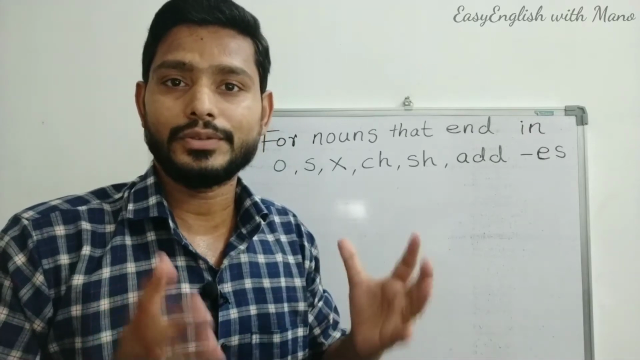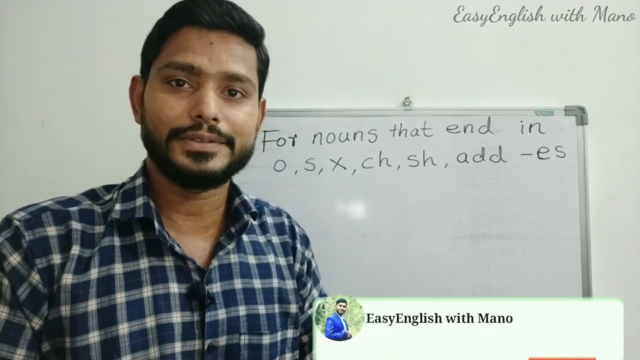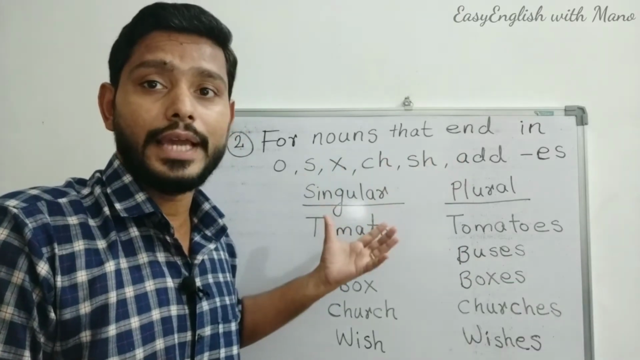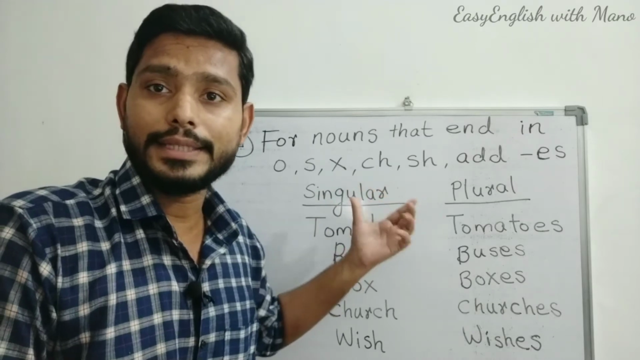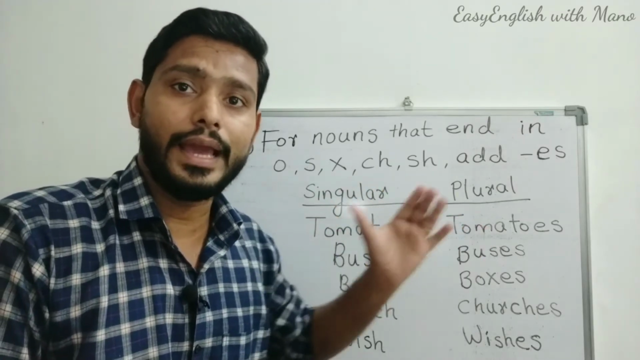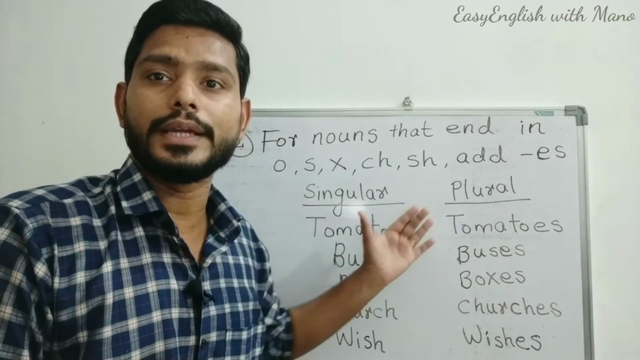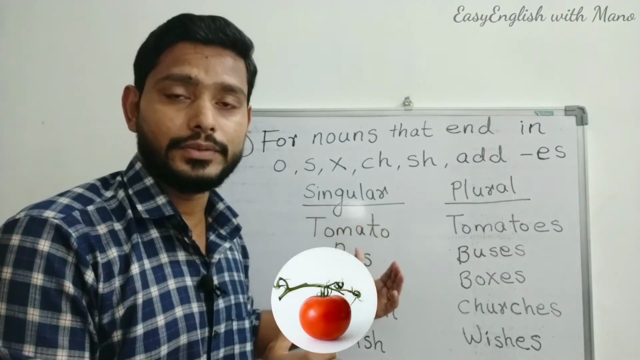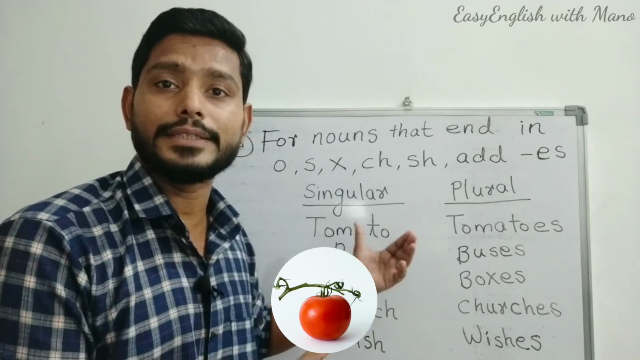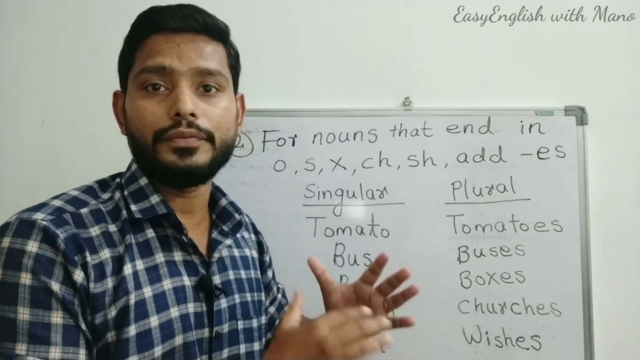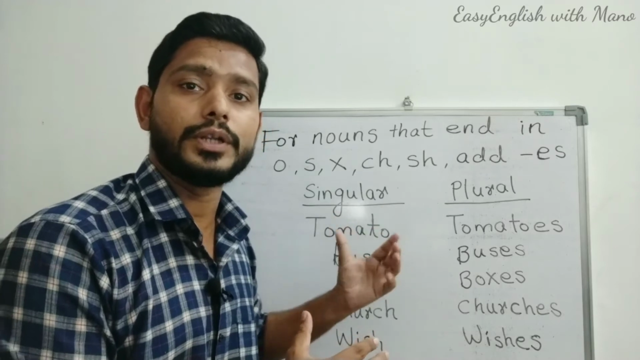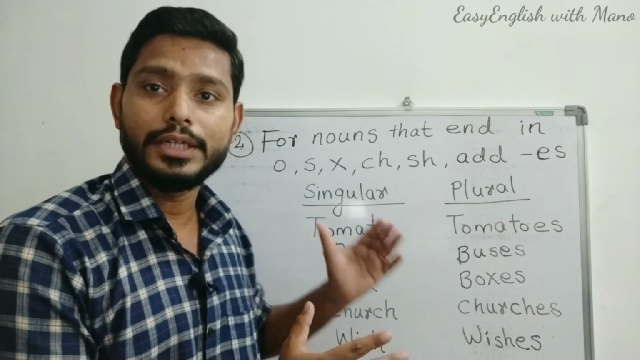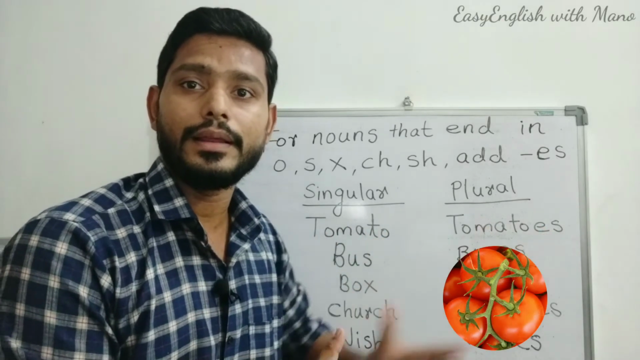So let's learn today's topic in detail with more examples. Here are some rules that we can apply. Nouns that end with S, O, X, CH, SH, to that we add the letters ES to make them into plural nouns. Okay. So the first example we can see here is tomato. It is the name of a vegetable and it ends with the letter O. So if you want to make this word a plural noun, we just add ES at the end of tomato. So it turns into plural, tomatoes.